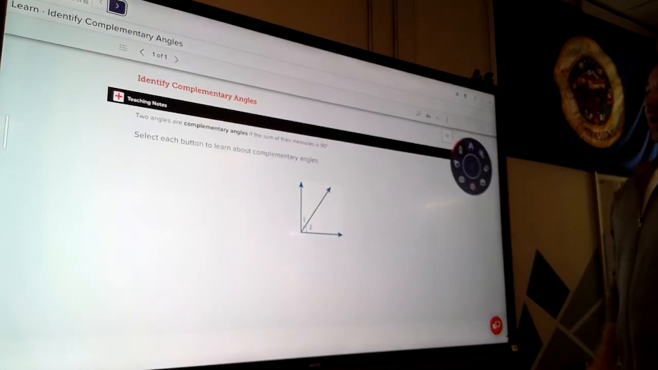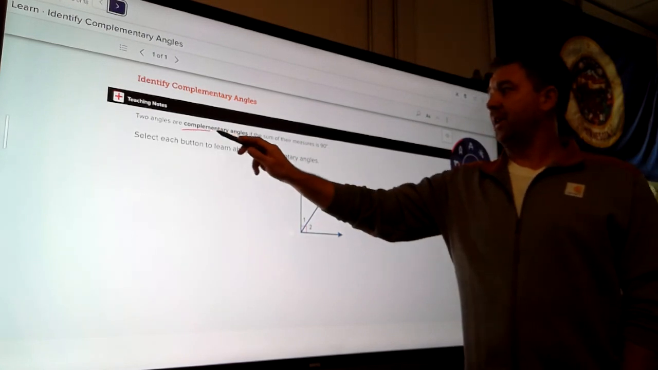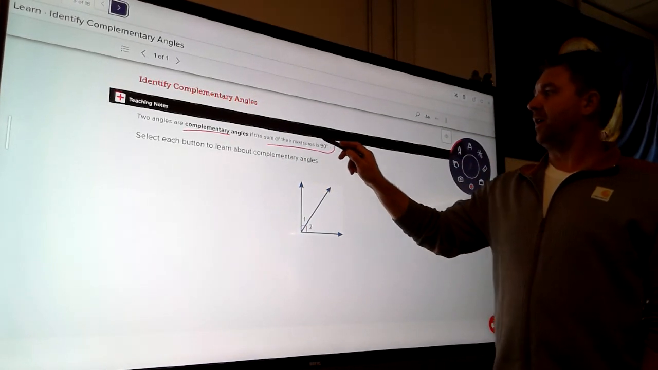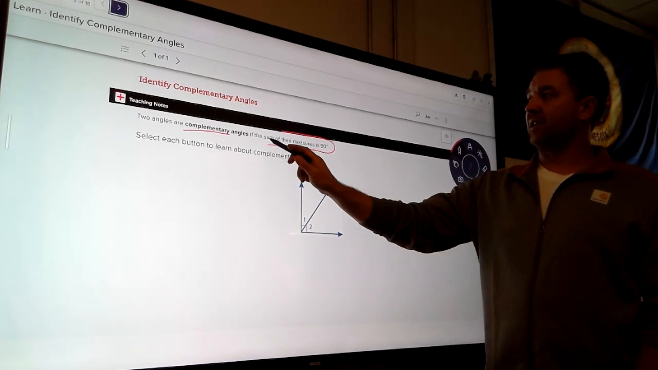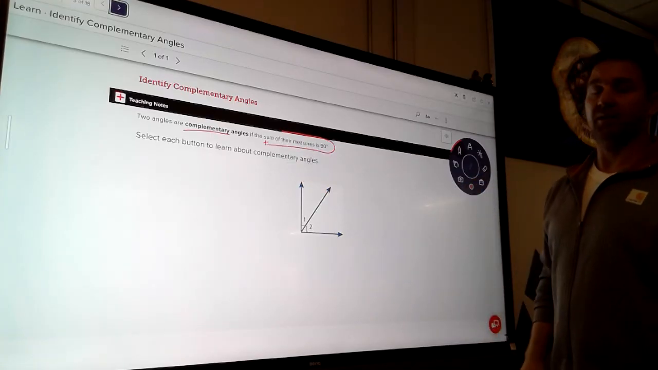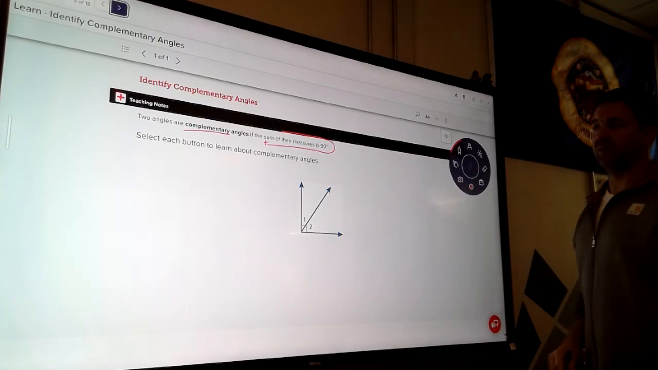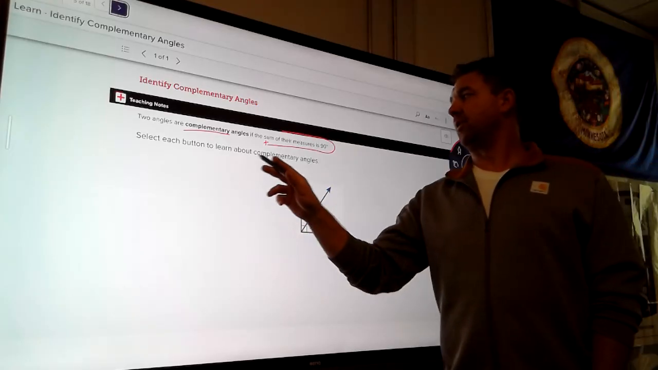Okay. Two angles are complementary if their sum measures up to 90. Now again, remember, sum is the definition for adding things up. You should know that from the last couple chapters. Select each button to learn about complementary angles.